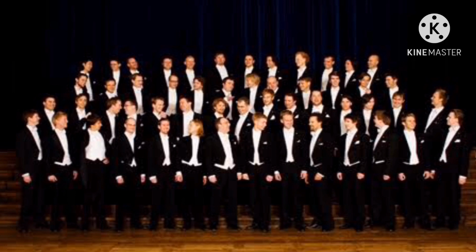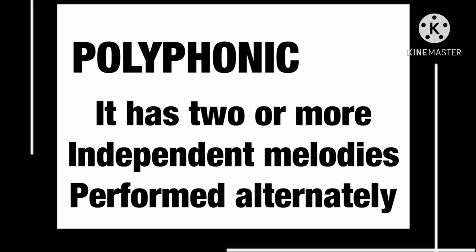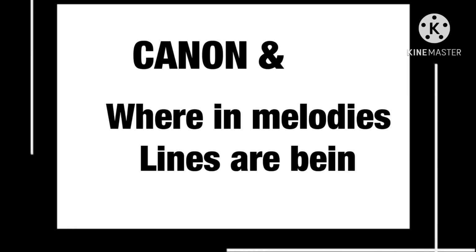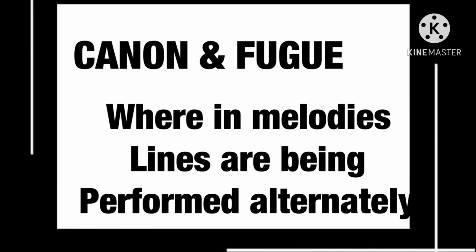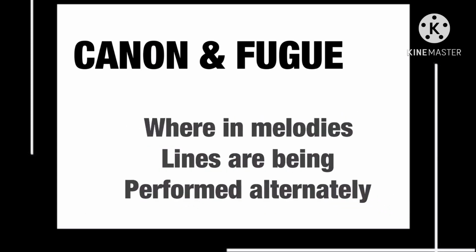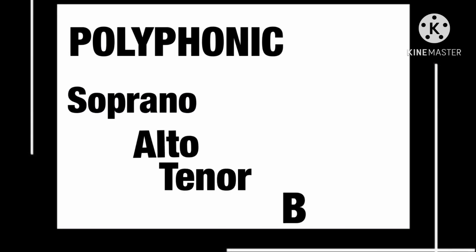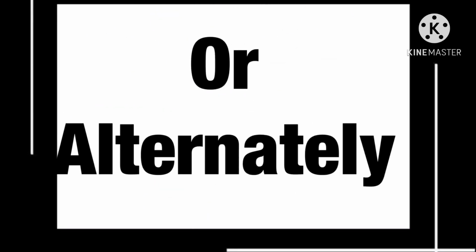And for our last texture, we have polyphonic. It has two or more independent melodies performed alternately. Now, the most common example of this one is canon and fugue, where the melodic lines are being performed alternately, repeatedly. Now, in polyphonic texture, we have the soprano, the alto, the tenor, and the bass singing one after the other or alternately.